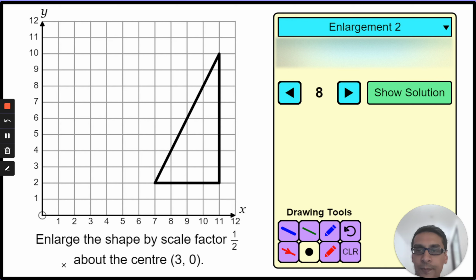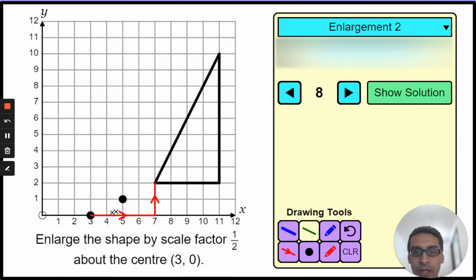Okay, question 8. Enlarge a shape by scale factor half. So the first thing we want to do is work out where the center of enlargement is. In this case, it's 3, 0, so we can label that down there. Now, this time around, when I'm going to my vertex of my original shape, I can see I'm going 4 across, 2 up. I'm going to need to half that. So instead, I'm going to go 2 across, 1 up.